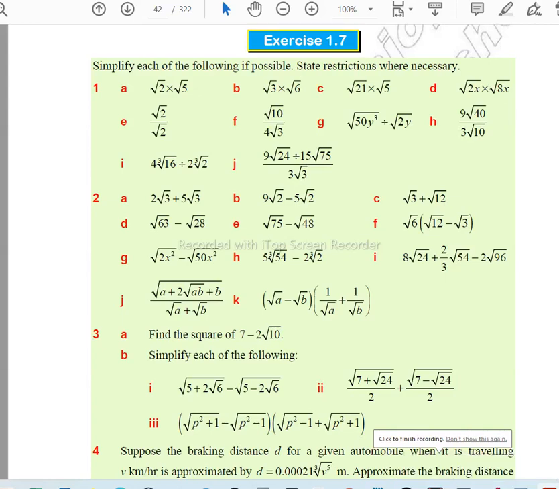Thank you very much. Previously, we saw the subtraction and addition of radicals. Today, we will see exercise 1.7.